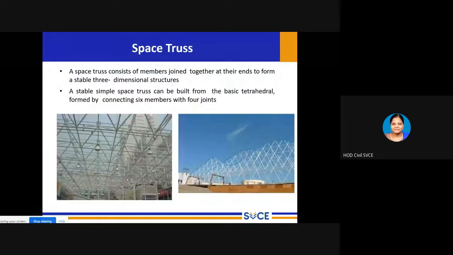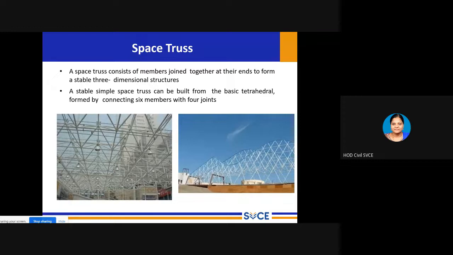Now coming to the space truss system, whatever concept or principle we use in the tension coefficient method, which is applicable to the plane truss, is applicable to the space truss also. In a space truss, we form a three-dimensional system, and again all the members are connected together using pin joints. The basic system for a space truss is a tetrahedron. We have six members and four joints, which together form a basic tetrahedron. So that is a simple space truss system.